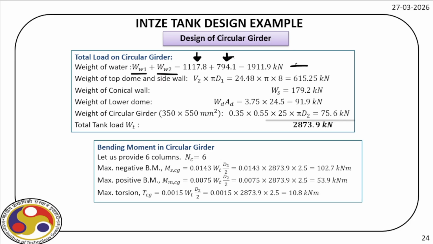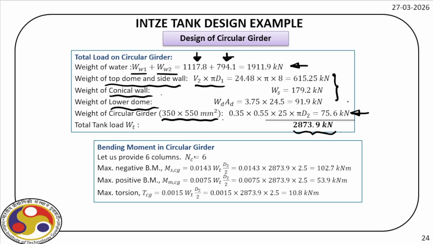If we sum them up, we get the total weight of the water, then weight of the top dome and side wall, that is here, weight of the conical wall, weight of the lower dome, all are estimated here, and then weight of the circular girder. So, we provide a circular girder of 350 by 550, and for that again the total weight is estimated. So, the total tank weight here is 2873.9 kilonewton. Again, I repeat, for actual design we can adapt appropriate factors if necessary, then accordingly we can design.